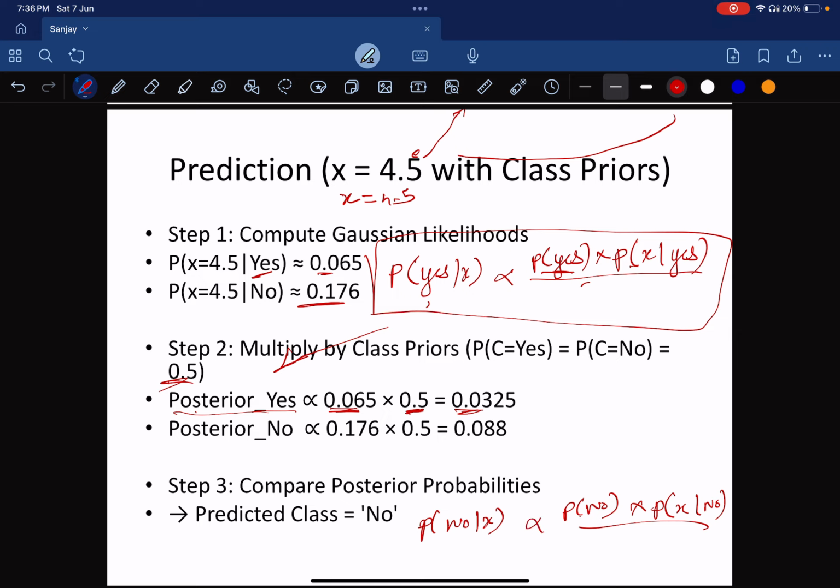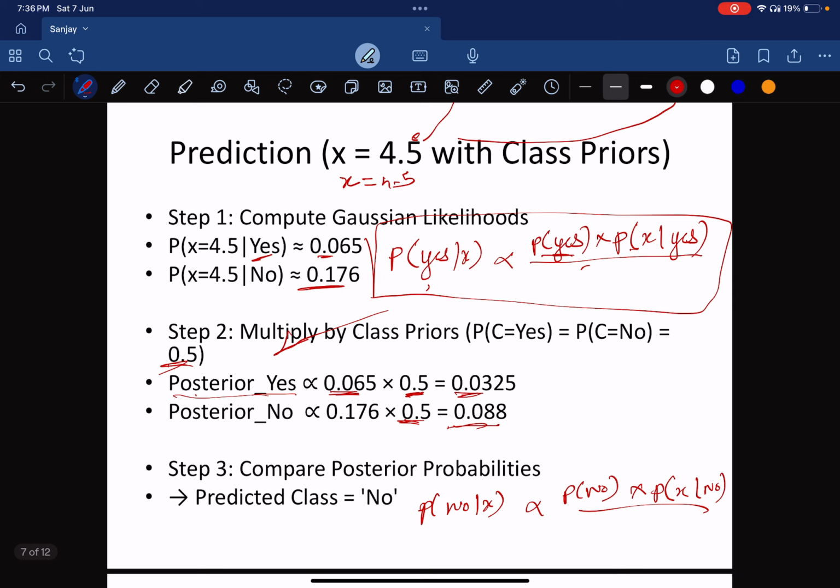If you want to find the probability, we know the probability of no is 0.5, so we put that there. And P of X given the no class is 0.176. If you multiply them, the answer will be 0.088. After finding these probabilities, we check which has the higher probability. Here it is 0.8, so the data point may belong to the class no. So the prediction for this data point is class no.